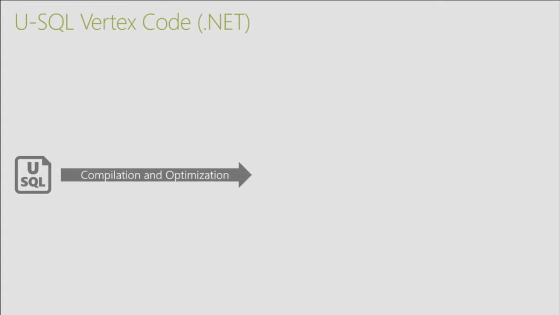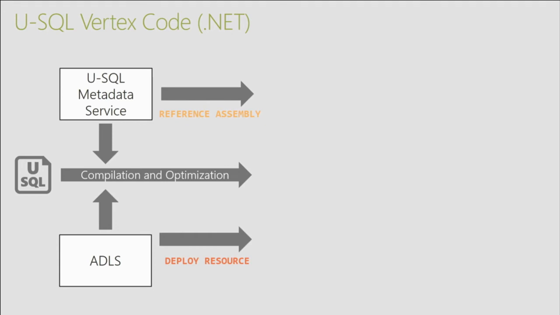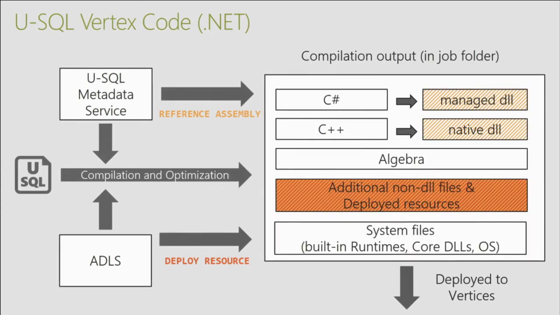Well, if I take my U-SQL script, I compile and optimize it. I look at my metadata system to get my reference assemblies, so I get all the assemblies that I have referenced in my script. And I look at the deployed resources in my script as well, and I get those from the store. They will be put into what we call a job folder. Now, each vertex will get the C++ and C# code that we generate from your U-SQL script. In addition, any additional assembly that we reference will be put in there. And this could be a managed DLL, or it could be a native DLL. Like if you register SQL Server spatial libraries, for example, you would have a managed and a native DLL that you can deploy. And then any additional files that you have through deploy resources will also be deployed. Once you have that, it gets deployed to the vertex.